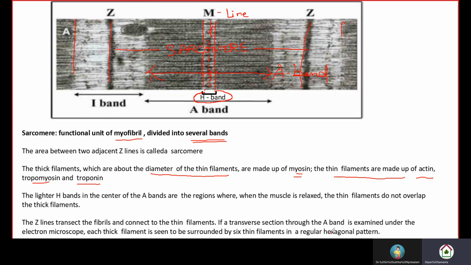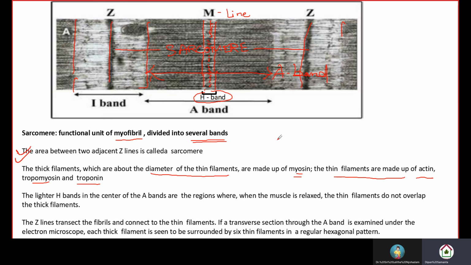If a transverse section through a band is examined under the electron microscope, then each thick filament is seen to be surrounded by 6 thin filaments in a regular hexagonal pattern. So all these bands should be remembered. Which is Z band, which is I band is this. This is I band, H band, A band, M line. M line is in the middle of A band, and the area between two adjacent Z lines is sarcomere. This is also a very important MCQ.